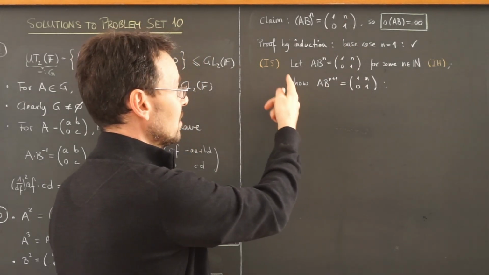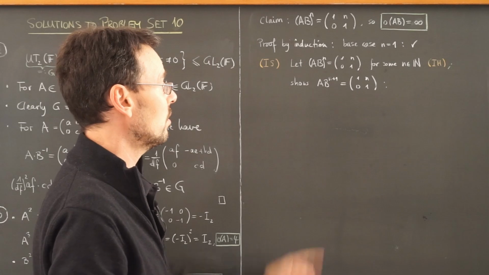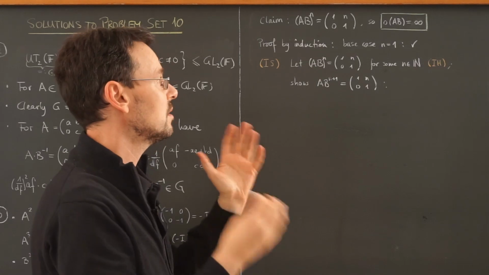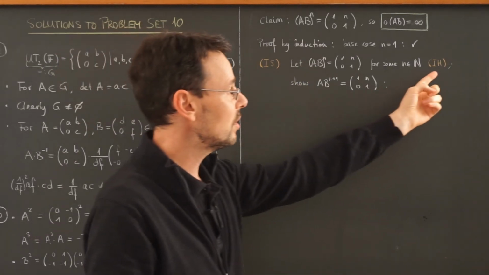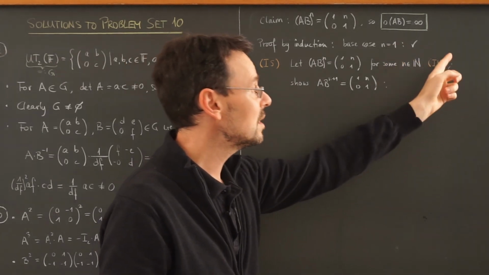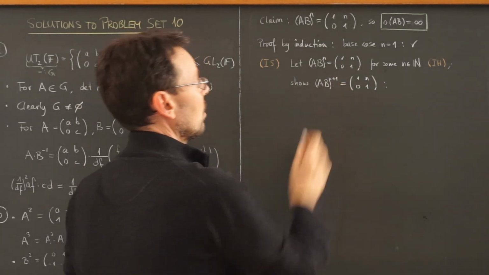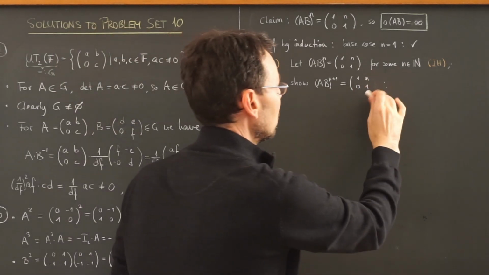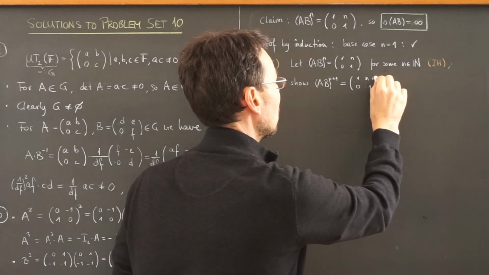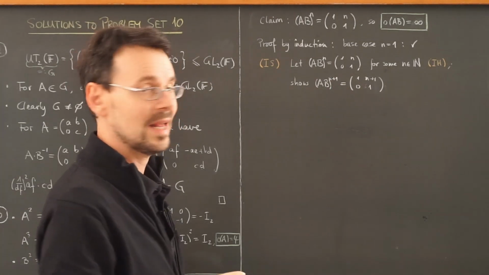Now for the inductive step, we assume that AB raised to the nth power has this form for some n. We do not say this is true yet, we simply assume we have that. This is called the induction hypothesis or inductive hypothesis, and using this we show that then this here, oh, I'm sorry, of course I need the n plus 1 here, that then this here is also true for the exponent n plus 1.